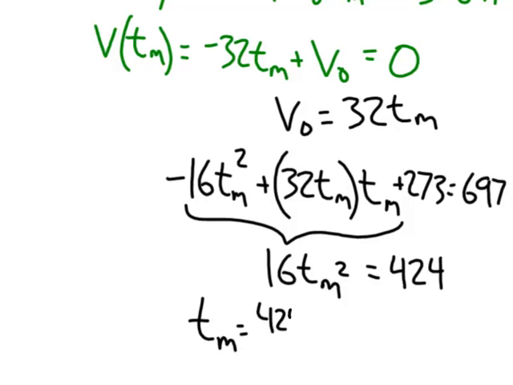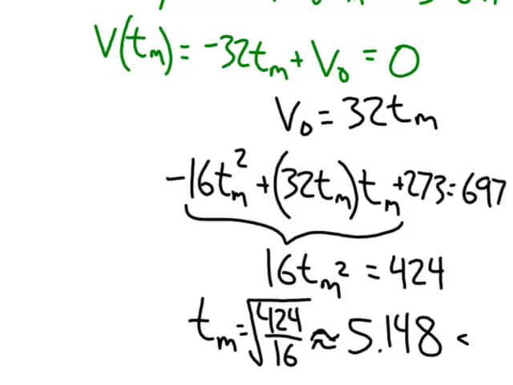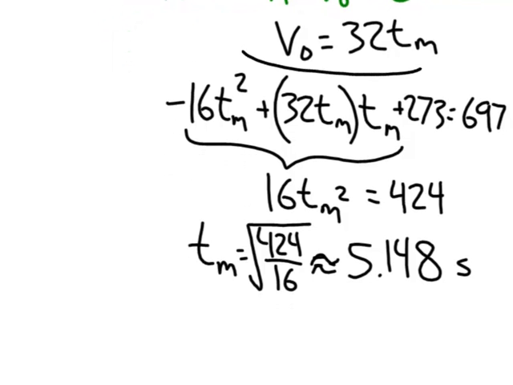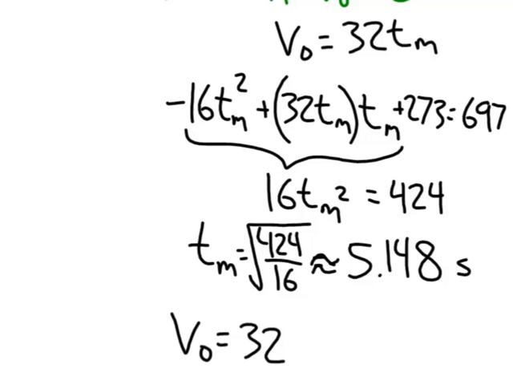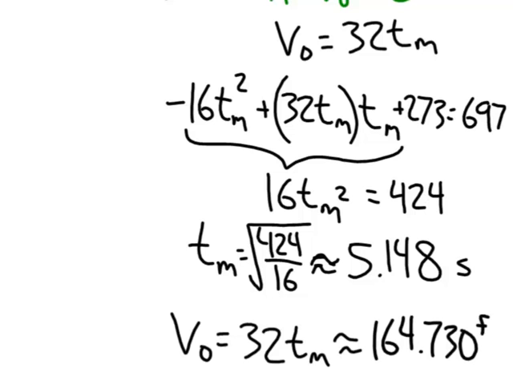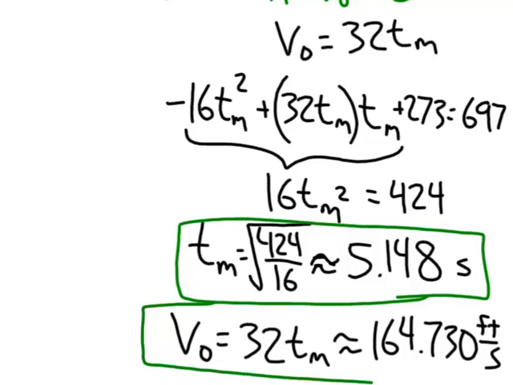t sub m equals the square root of 424 divided by 16. Obviously we're only interested in the positive root. That's the square root of 26.5, which is approximately 5.148 seconds. I'm now going to take that and plug it into this equation up here. V sub 0 equals 32 times that 5.148 seconds. And that's going to give us about 164.730 feet per second. There are the two unknowns that we were looking for. We weren't explicitly asked for that t sub m, but we were asked for the v sub 0, and there it is.